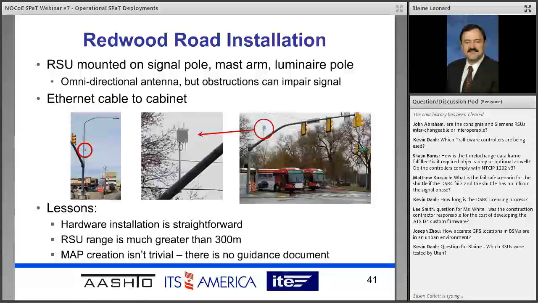We created maps for all these intersections. There's really no document out there that tells you how to create a map. There's a spec for the maps. It meets the J2735 standards. We're broadcasting SPaT and MAP according to the 2016 version of J2735, but it doesn't tell you how to create the map. It doesn't tell you how far apart to put the points and some of those kinds of things.